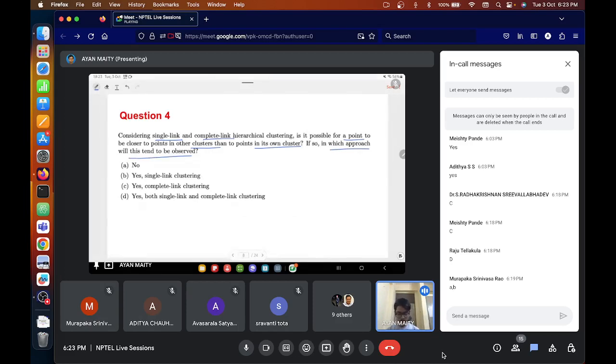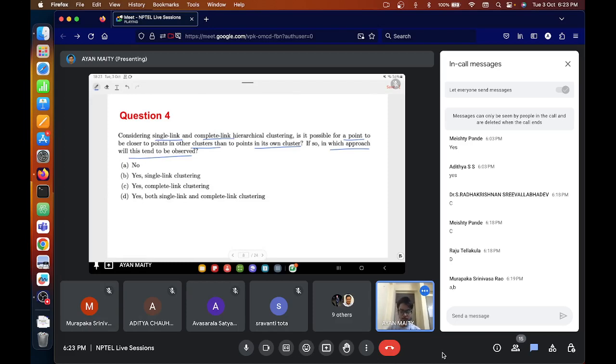So generally we want the points in the same cluster to be closer to each other than the points in other clusters. But is it possible that in case of single link or complete link, the points in its own cluster are not closer to the point than the points in the other clusters? Is it possible? Then in which approach, single link or complete link, does it happen?